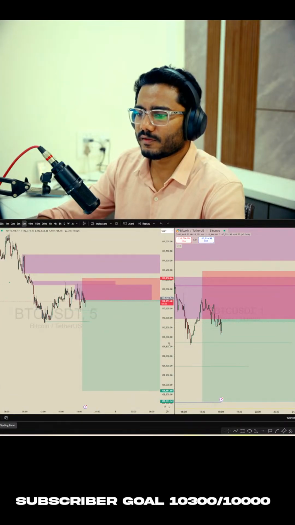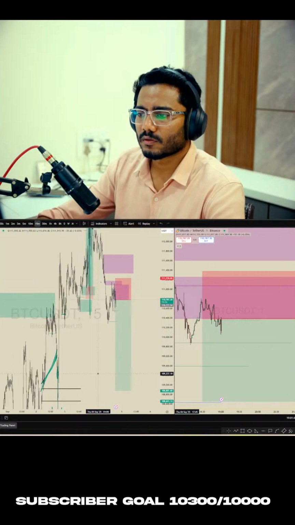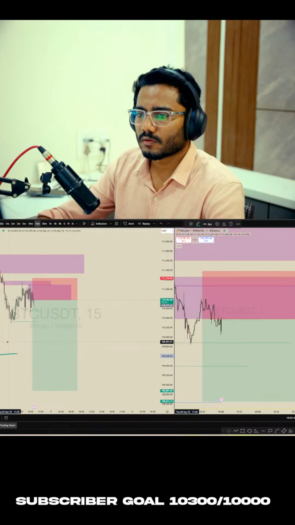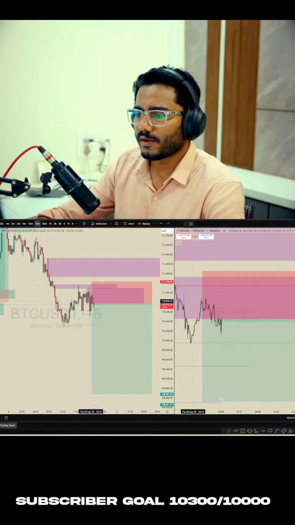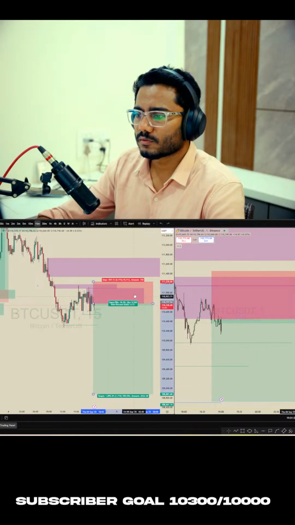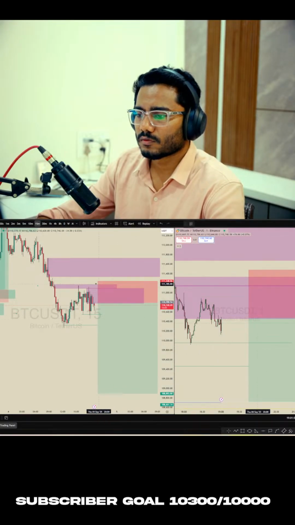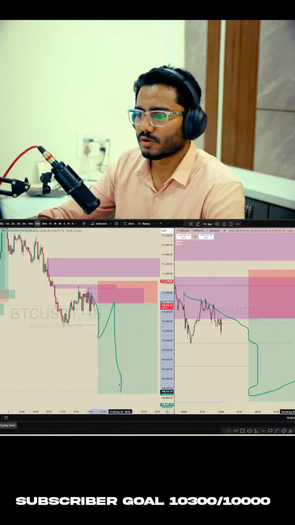So if price breaks this low, then we can look for a sell side from here to the downside.